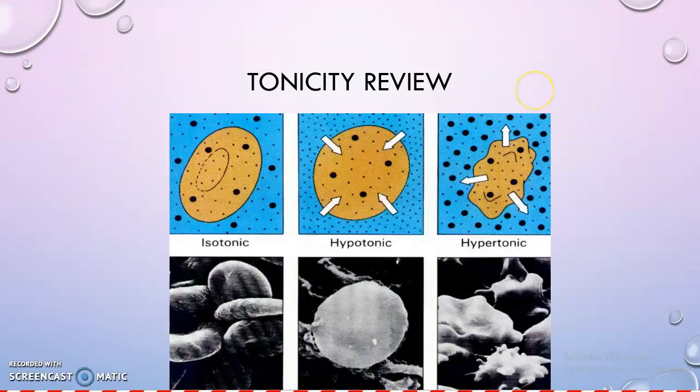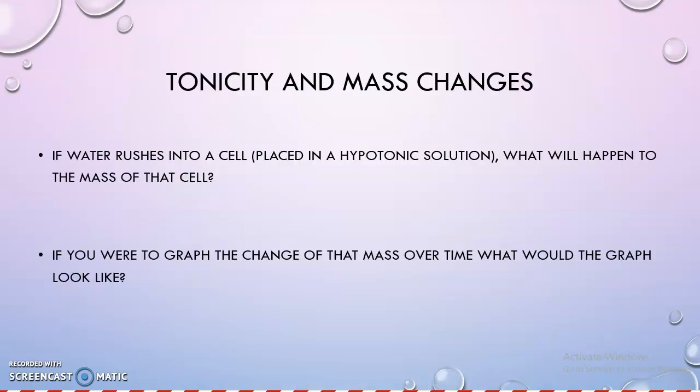So we can see that in isotonic cells, the cell remains more or less the same size. Remember, water is moving into and out of that cell to maintain that dynamic equilibrium. Hypotonic, water moves into the cell, and hypertonic, water moves out of the cell, from hypotonic to hypertonic.